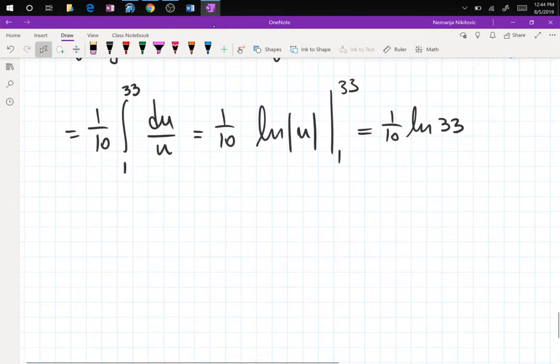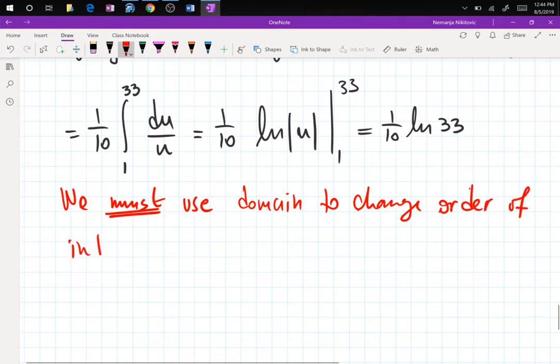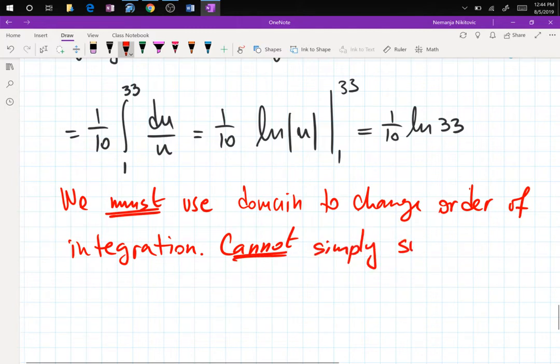So I'll just write here just in case: we must use the domain to change the order of integration. We cannot simply swap. That works only in 16.1, the previous section.